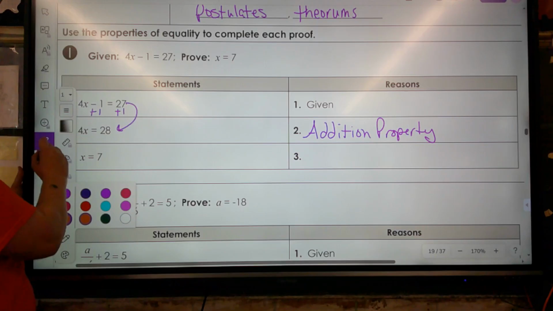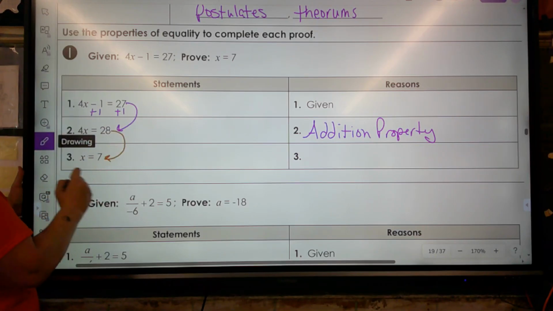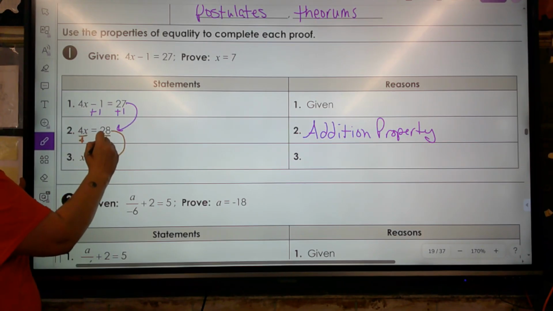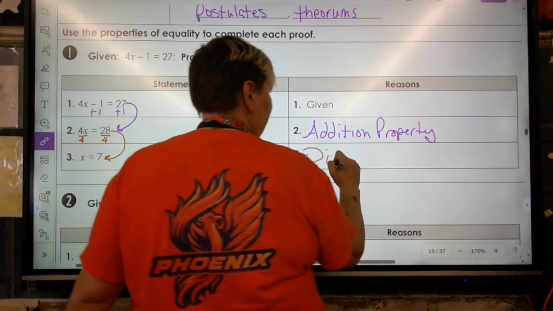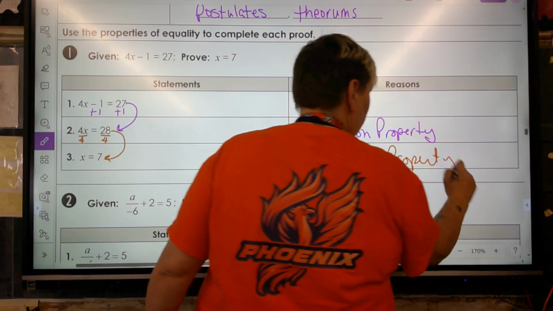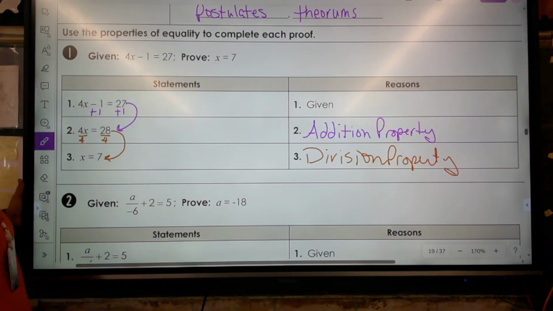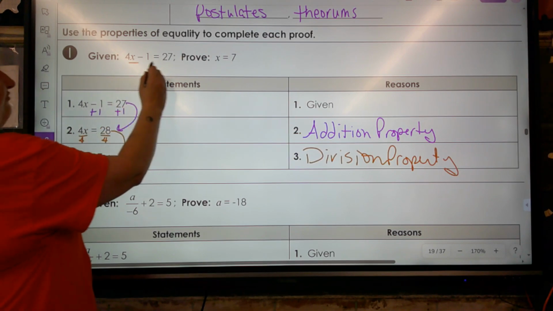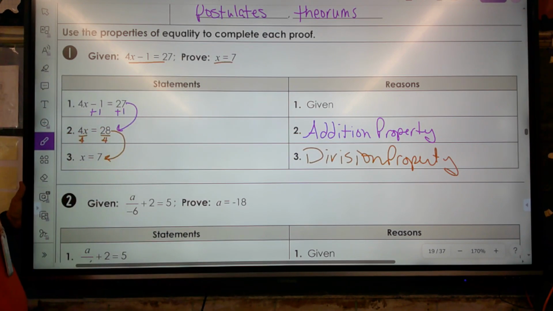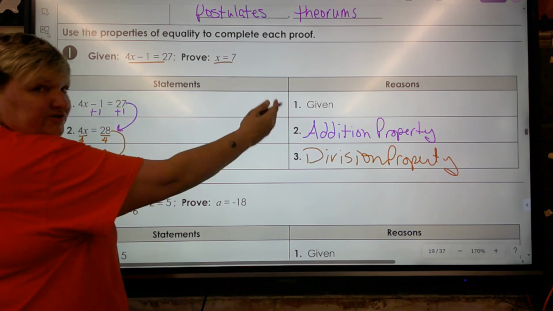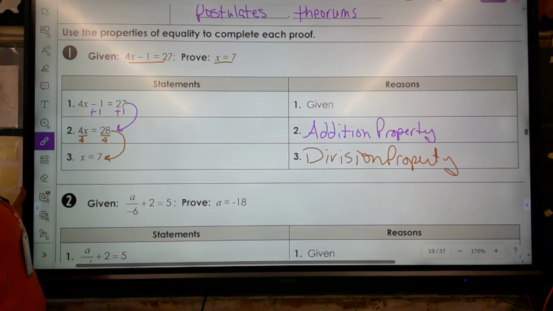And then what did we do to get from here to here? We divided both sides by 4. That's division property. We're literally just explaining the steps, how we got from here to here. We're proving it. You know when I say show your work? This is showing your work. We're just explaining their work.